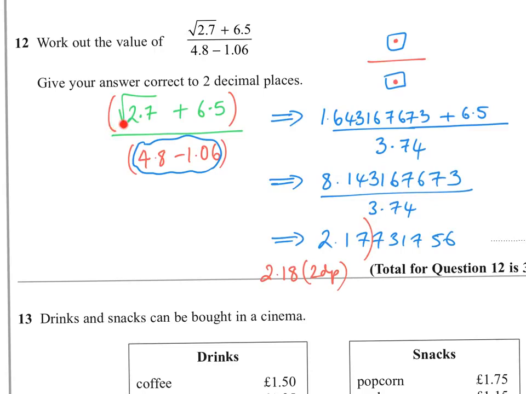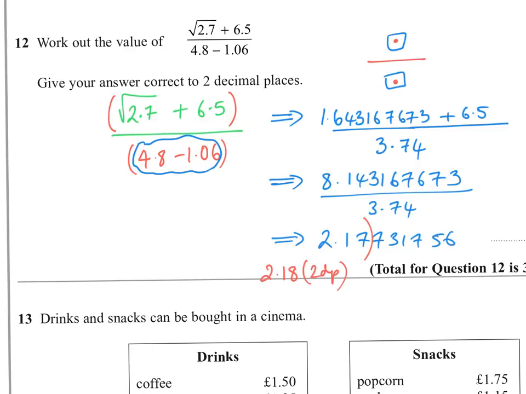So bracket square root 2.7 plus 6.5 close bracket, divide by open bracket 4.8 minus 1.06 close bracket, and I get 2.177317559. Now you might think, oh dear, that's wrong.